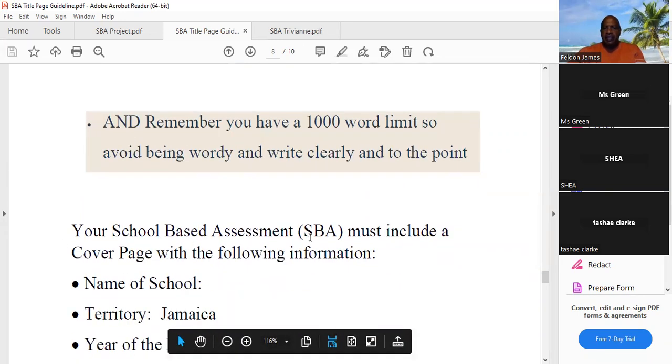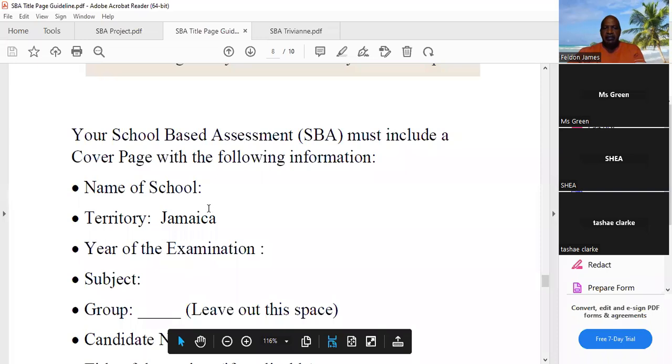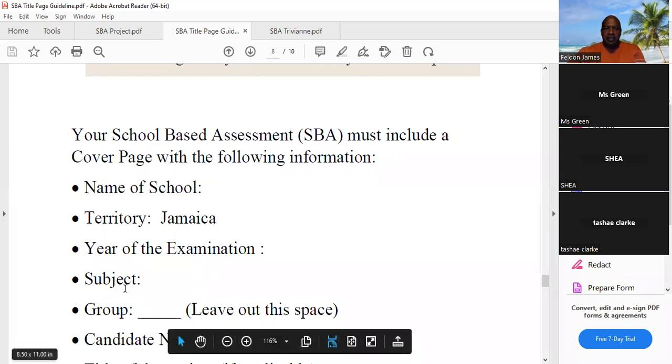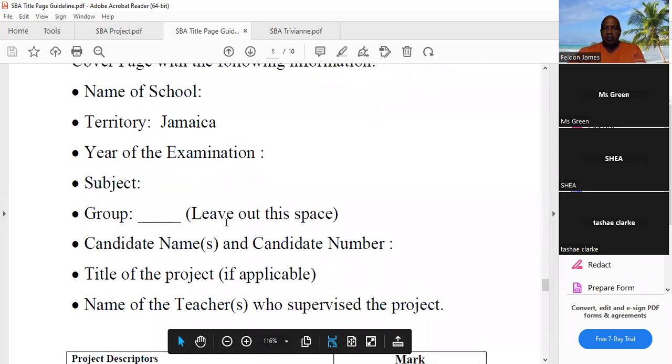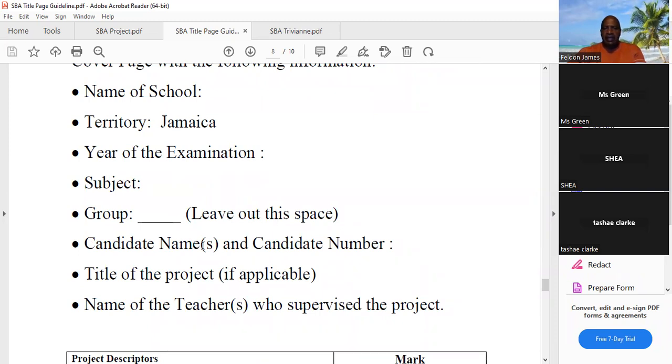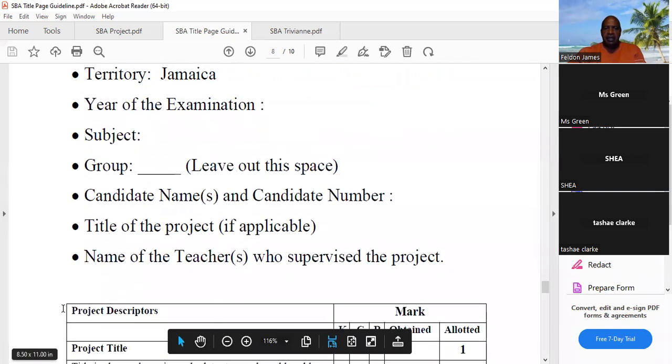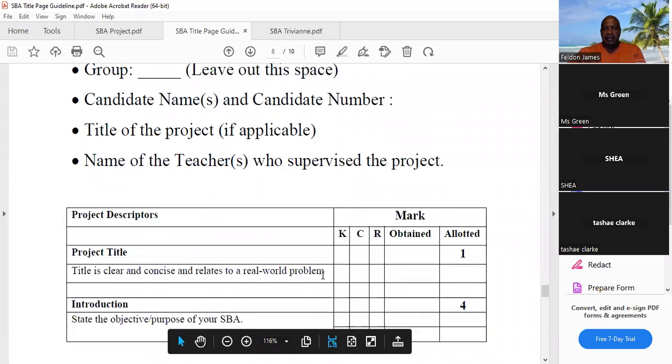Your school-based assessment must include a cover page with the following information: name of school, territory, year of exam, subject, the group (leave out the space), candidate name, candidate number, title of the project, if applicable, and name of the teacher who is supervising the project.